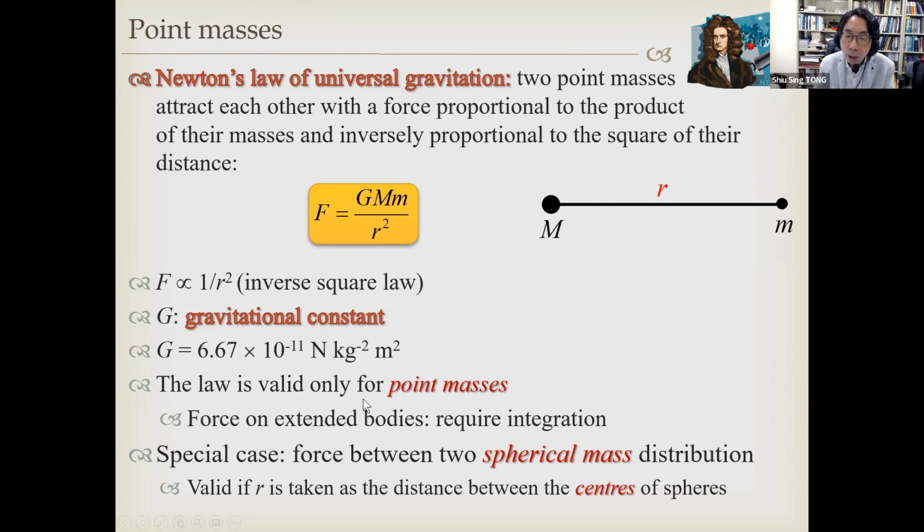Okay, but you should be careful about this law. In fact, the law in its original form is only valid for point masses. If you want to find the forces between two extended bodies, you have to do an integration. And the integration is in general very difficult to do. Now let me explain to you why.